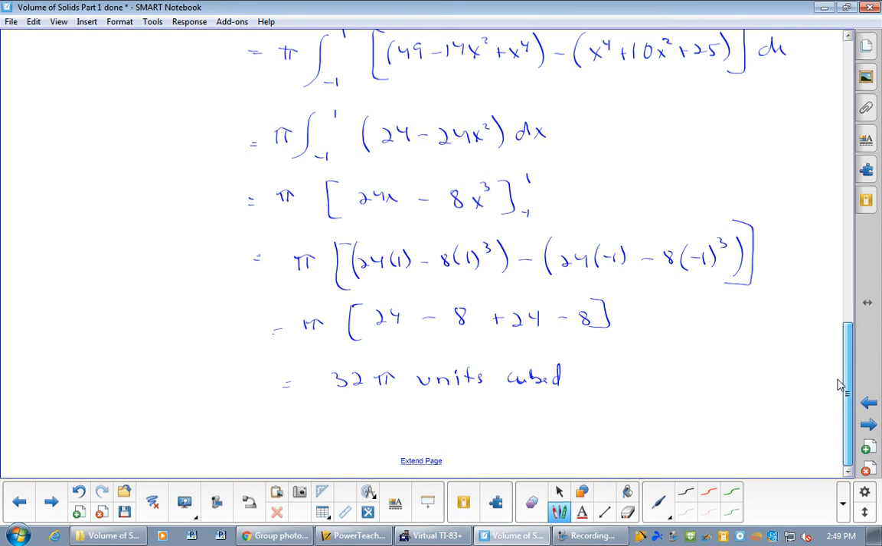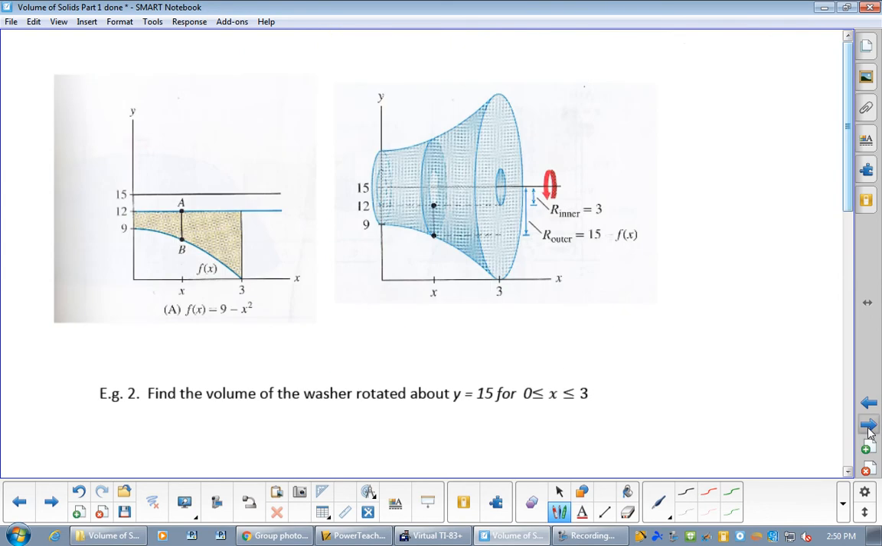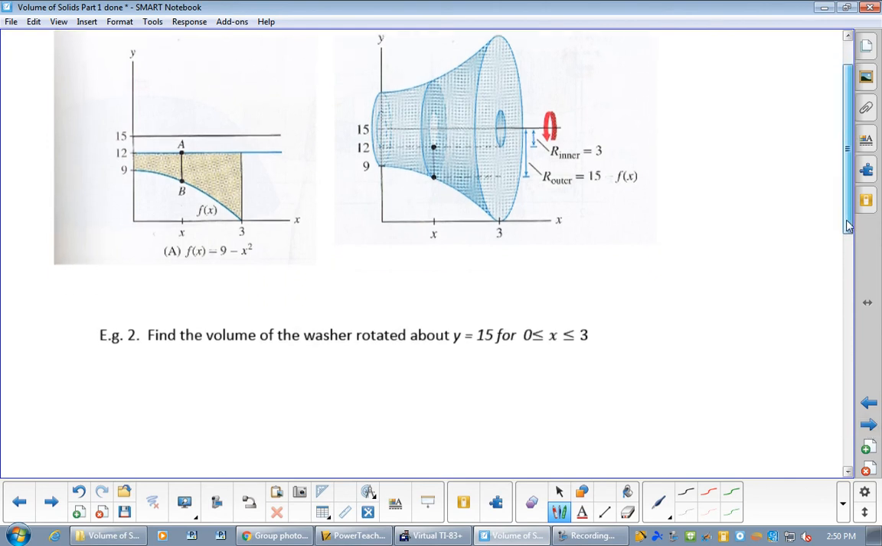Got more fun ahead. Okay, I'm going to do 2 more questions. So here we have the volume of a washer rotated about y equals 15 between 0 and 3 interval.